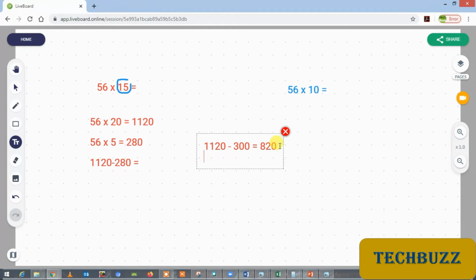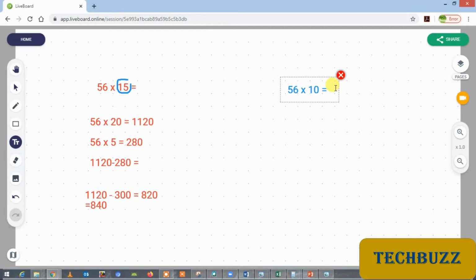Now see, you were supposed to subtract only 280, but you subtracted 300. So you can add 20 to this 820. So the answer is 840. So in every case, try to convert numbers either into a multiple of 10 or into a multiple of 100. Now let me show you the other way of solving the same question.